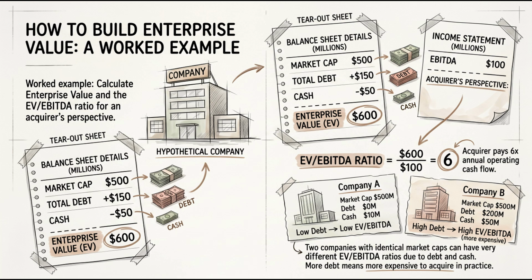Debt raises the enterprise value above the market cap, while cash lowers it. This is why two companies with identical market caps can have very different ratios. The one with more debt is more expensive to acquire in practice.